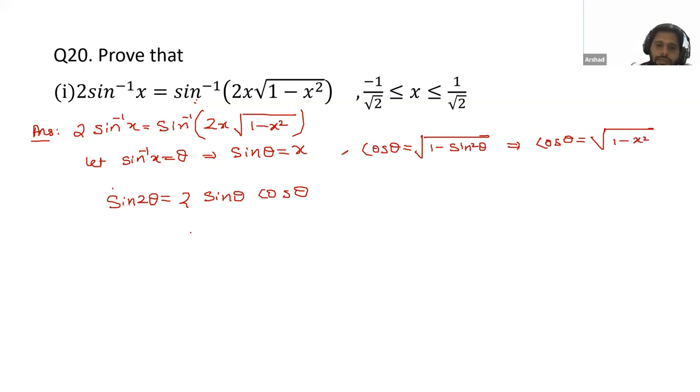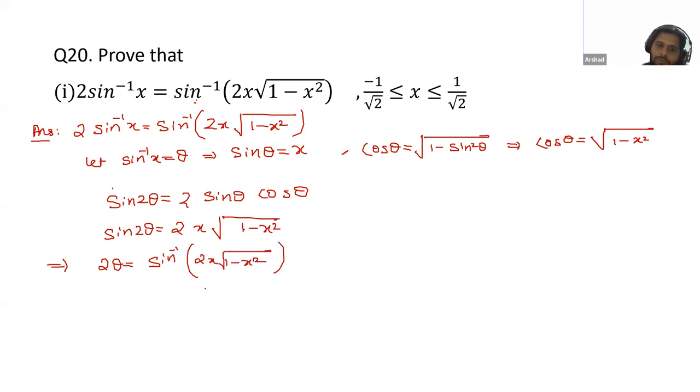Now sine 2 theta is equal to 2 sine theta cos theta. So here we will get sine 2 theta is equal to 2 into sine, that is x, into cos, which is under root of 1 minus x squared. So sine 2 theta, we get this. Now we will shift this sine to the right side. So you will get 2 theta is equal to sine inverse 2x under root of 1 minus x squared. Now what is theta? Theta is sine inverse x. So 2 sine inverse x is equal to sine inverse 2x under root 1 minus x squared.